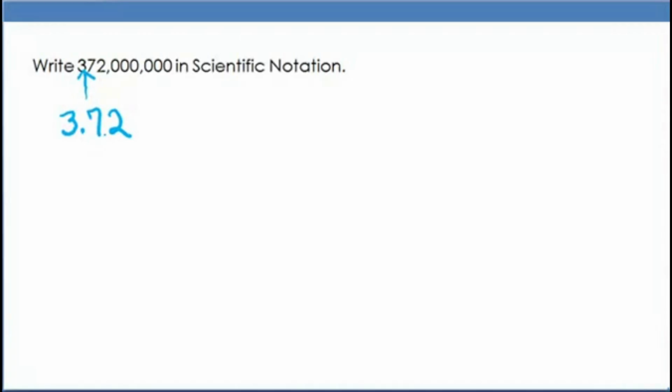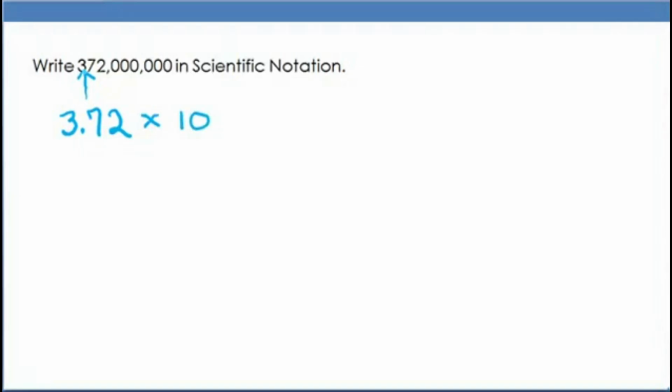If it's after the 7, we would have 37. That's too big. If it's in front of the 3, that would be less than 1. That would be too small. So that's the only option for the decimal. So we have 3.72 times 10, and then we'll choose our exponent.